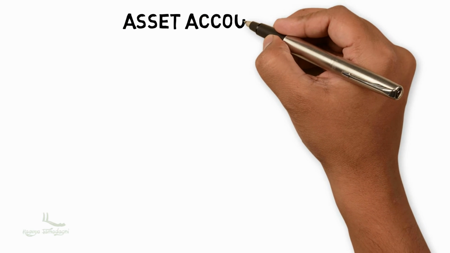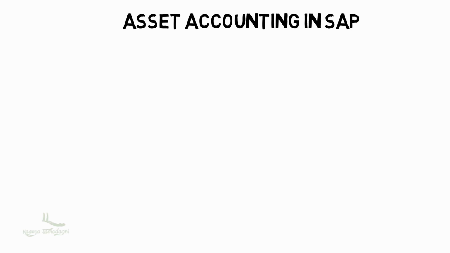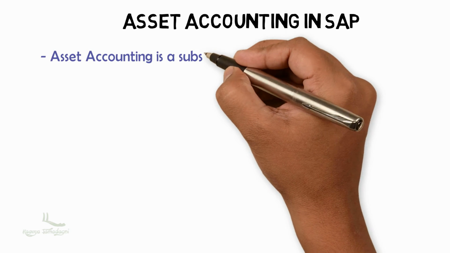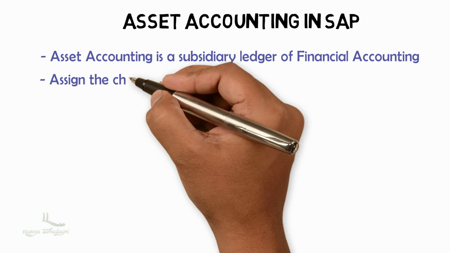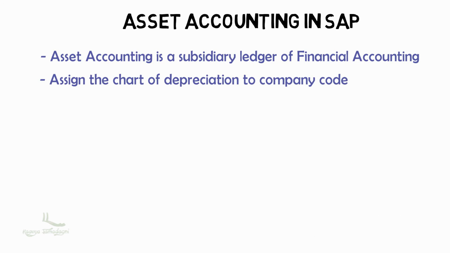Now coming to SAP. In SAP, asset accounting is a subsidiary ledger of financial accounting. The appropriate general ledger accounts are updated each time a business transaction is posted. So to implement asset accounting in SAP Financial Accounting, we need to assign the chart of depreciation to the company code, and all the other configurations are dependent on this.